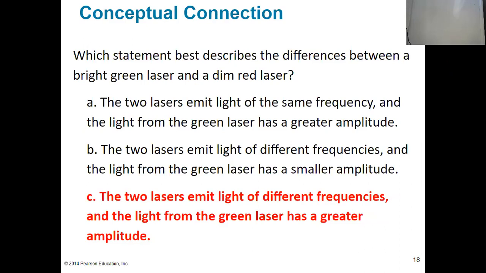Okay, so the two lasers, hopefully we are on the same page that they would have different frequencies and different wavelengths, right? Something with a very long wavelength is going to have a smaller frequency. Something with a shorter wavelength will have a larger frequency. So if they have different colors of light, then you have light that is at different wavelengths and also different frequencies. If you have a difference in the dimness versus brightness, then the brighter light has a greater amplitude.